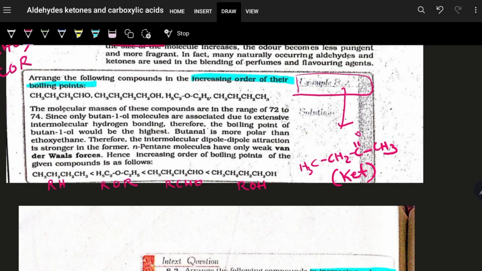And this ketone has a name. It has 1, 2, 3, 4 carbons, so it is butanone. Remember that the ketone linkage cannot be in the terminal position. So if I say butanone, it is obviously 2-butanone.